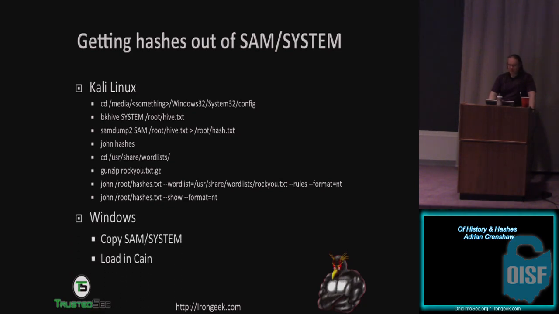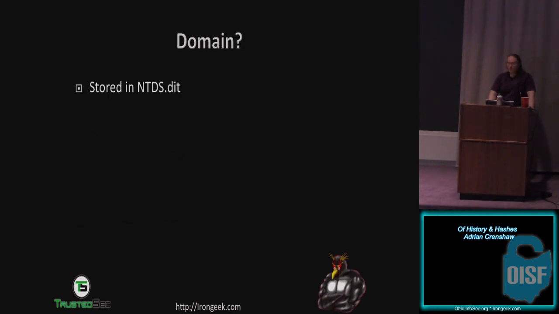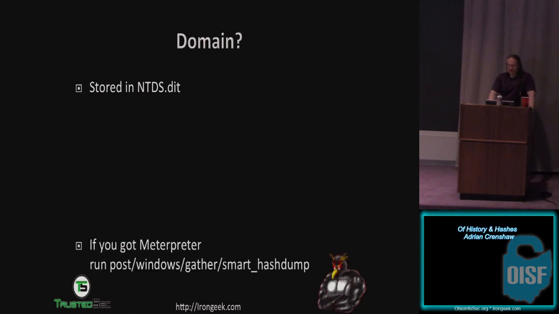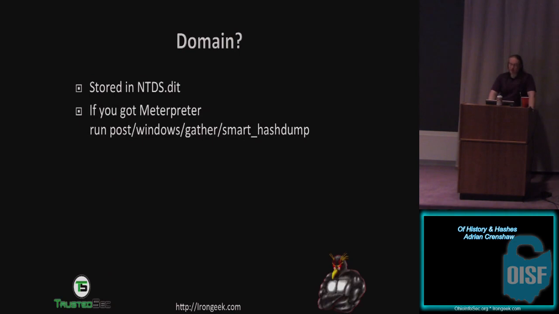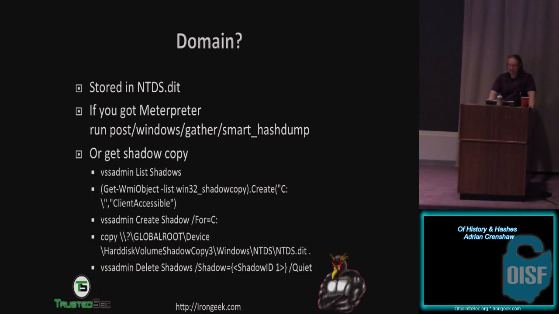Also, you can just copy the SAM system, and Cain has the ability to pull the syskey out of a system file and crack a SAM. If you're looking to do this on a domain, you want to look for the ntds.dit file. You could also use Meterpreter and basically run a smart hash dump and hope for the best. There's also ways of using volume shadow copy if the machine's up and running to actually make a copy of that ntds.dit file, so you can make a copy and then from that copy be able to extract the hashes.